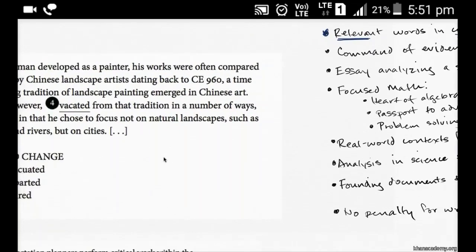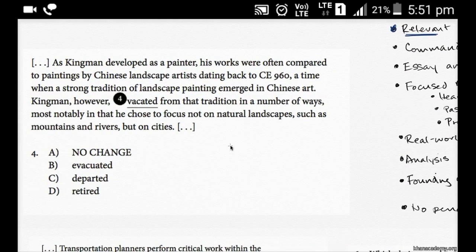Just as an example of that, I have a passage of relevant words in context, and this is going to be from the new SAT writing section. As you see, we're in context here, and this little 4 with a circle around it shows that this part of the passage is referring to question 4. I'll look at this real fast. "As Kingman developed as a painter, his works were often compared to paintings by Chinese landscape artists dating back to CE 960, a time when a strong tradition of landscape painting emerged in Chinese art. Kingman, however," and then the default right here is "vacated from that tradition in a number of ways."